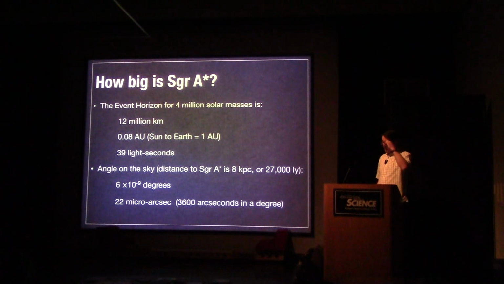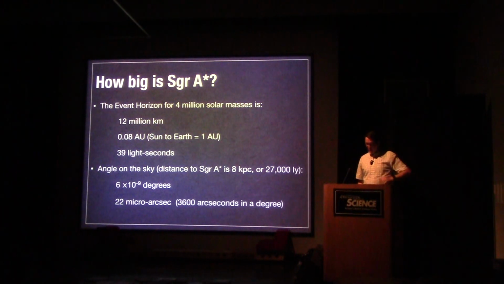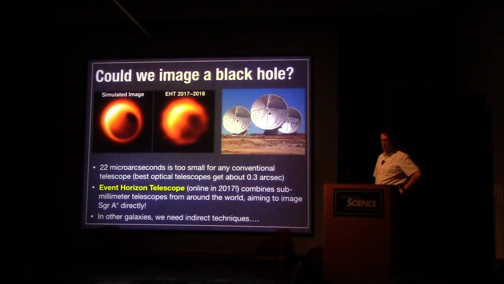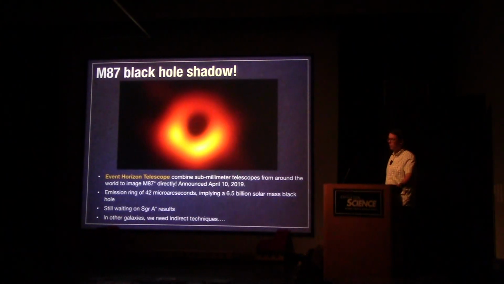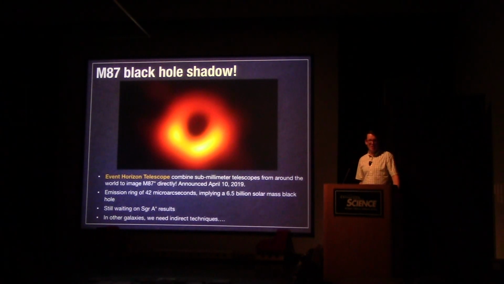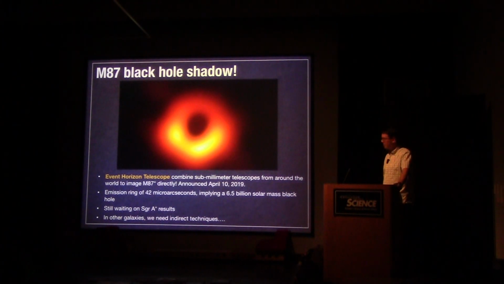So at this point in my talk, I used to show this slide that said, could we image a black hole? And I'd show this simulated image of a black hole and what the Event Horizon Telescope was supposed to do, and tell you, well, let's just wait, we'll see what happens, right? Of course, now I have to throw this away. As of April 10th, I'm sure you've seen this many, many times now. Here is the first direct image of a black hole shadow.